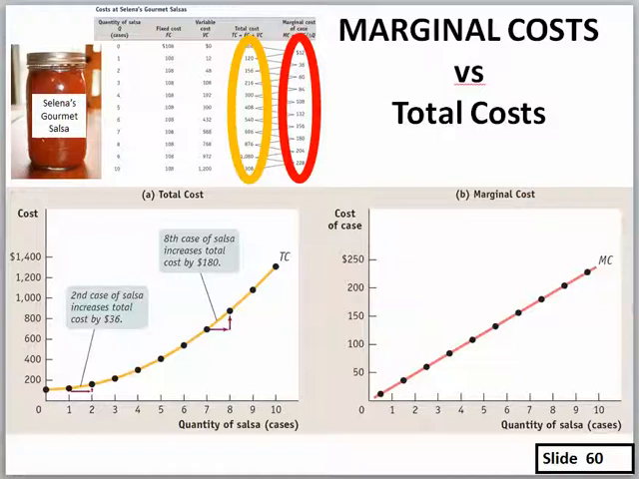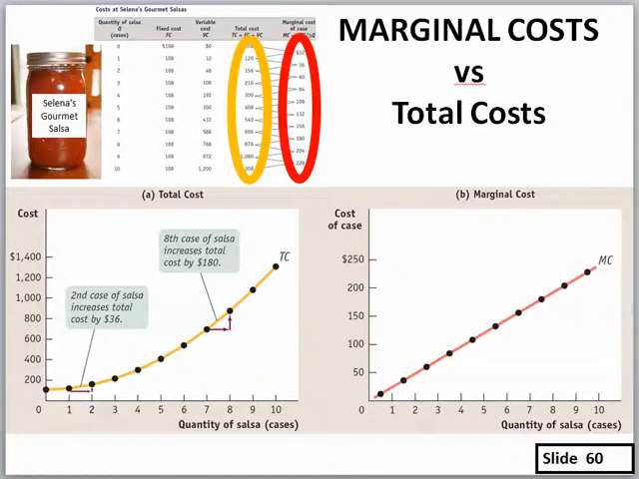So we want to compare marginal cost to total cost. We see our total cost curve in this particular example. All we did was take the total cost column and plot it, and we have that upward sweeping curve that's getting steeper and steeper because our total costs are increasing. But when we measure the marginal cost, because in this example we do not have diminishing returns to labor, we find that our marginal costs are increasing in a straight line. So each case has that much more marginal cost.